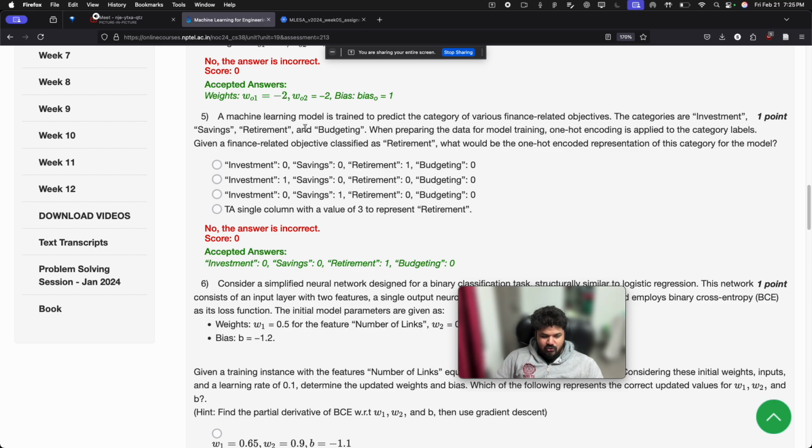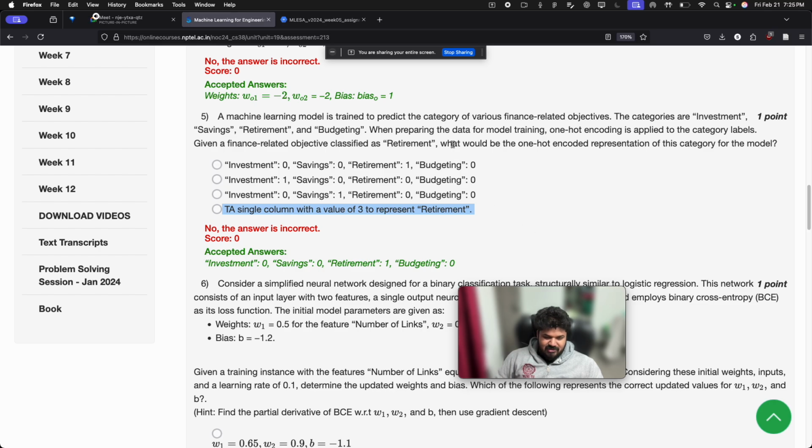Okay, so one hot encoding means, you might have studied it. Just leave it. I'm not teaching that. Since retirement is given, retirement will become 1, others will become 0. Had it been investment, this would have been the correct answer. Had it been savings, this would have been the correct answer. A single column represents retirement.